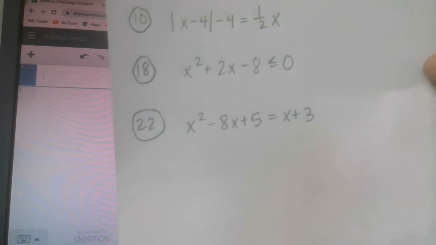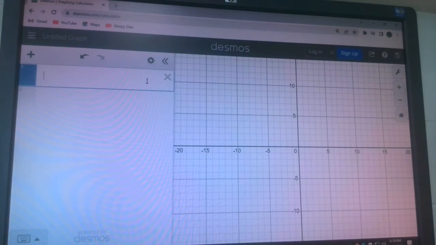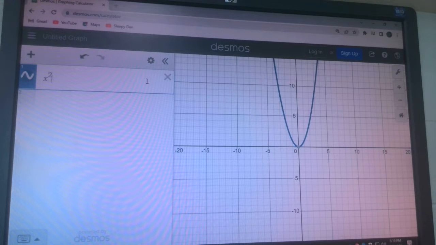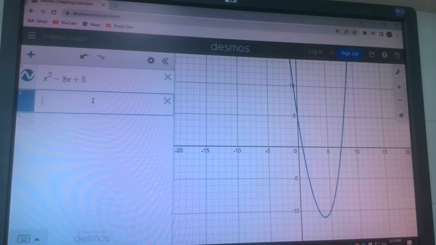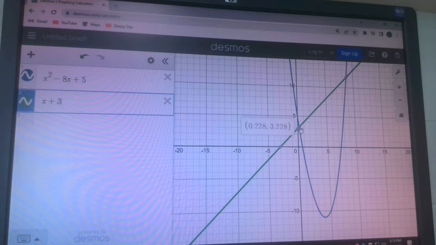So now we've got a trinomial in the mix. But if I just type in the left-hand side, without screwing up hopefully, x squared. Now at this point, make sure to hit the right arrow because you don't want to stay up in that exponent. Minus 8x plus 5. And there's that graph. Underneath that is y equals x plus 3. So x plus 3. Okay, where do these intersect? Again, only finding x's. Hover right here. 0.228 is my first x.